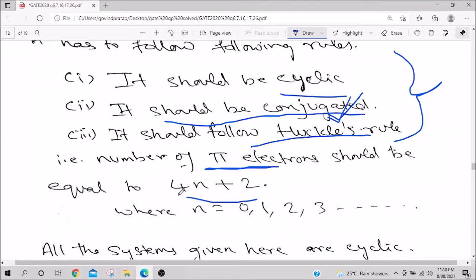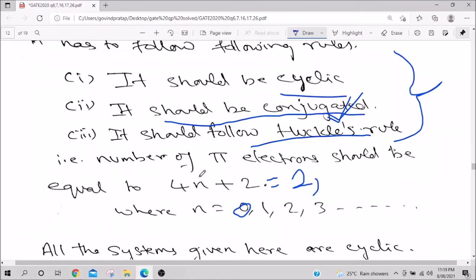Okay? So, it should follow the 4n plus 2 rule, where n is equal to 0, 1, 2, 3. What it means is, imagine the number of electrons is some number, and we have to find out whether it is allowed or not. So, that number has to be 4n plus 2. Imagine if n is equal to 0. So, what becomes of 4n? 4 into 0 is 0, plus 2. So, the number of pi electrons should be 2.